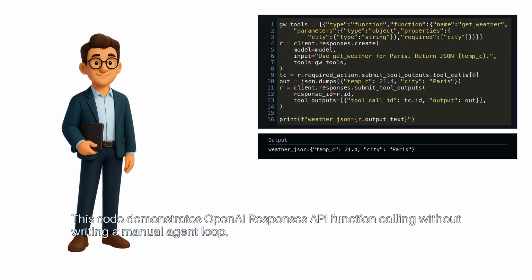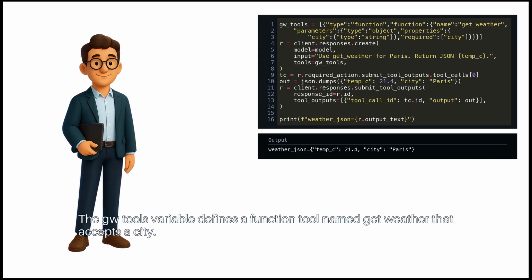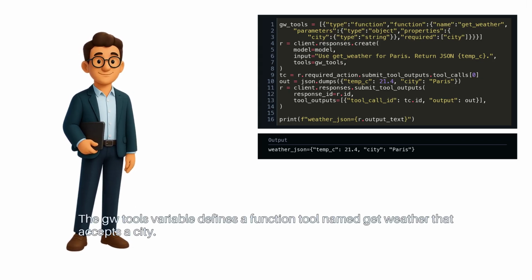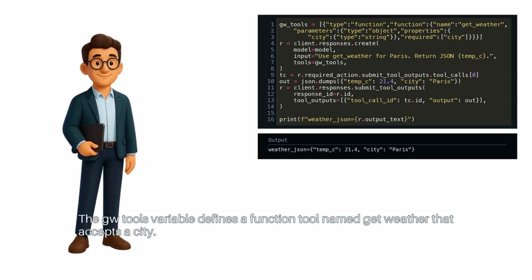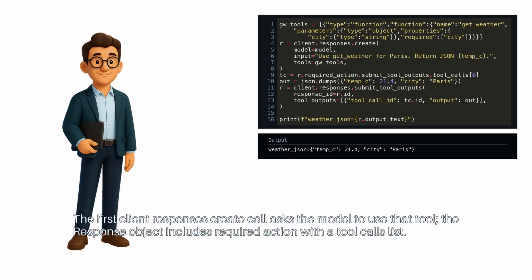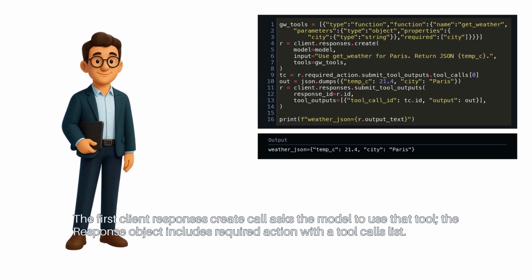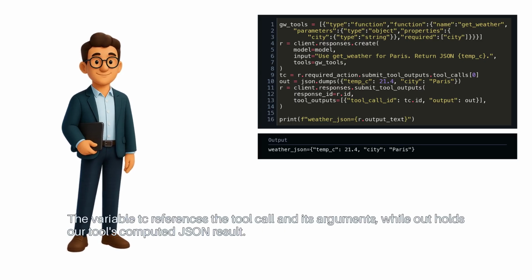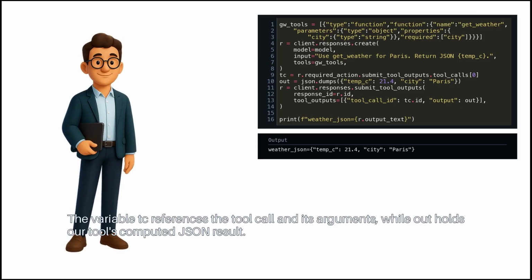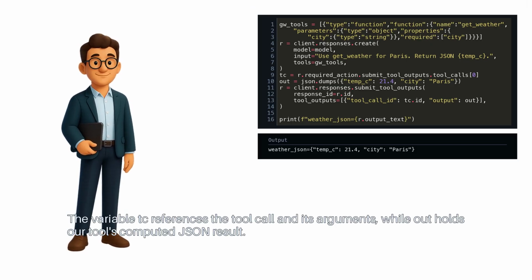This code demonstrates OpenAI Responses API function calling without writing a manual agent loop. The gw_tools variable defines a function tool named get_weather that accepts a city. The first client.responses.create call asks the model to use that tool. The response object includes required_action with a tool_calls list. The variable tc references the tool call and its arguments, while out holds our tool's computed JSON result.